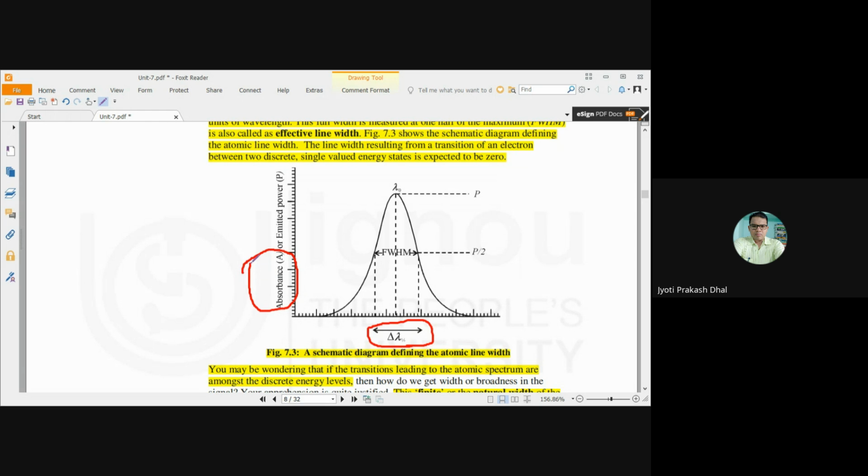and the y-axis will be absorbance or emitted power. If absorption spectra will be there, the y-axis will be absorbance, and if emission spectra will be there, the y-axis will be intensity, that is the emitting power. Emitting power is nothing but the intensity. For absorption spectra, the y-axis will be absorbance, and for emission spectra, the y-axis will be emitting power or intensity.